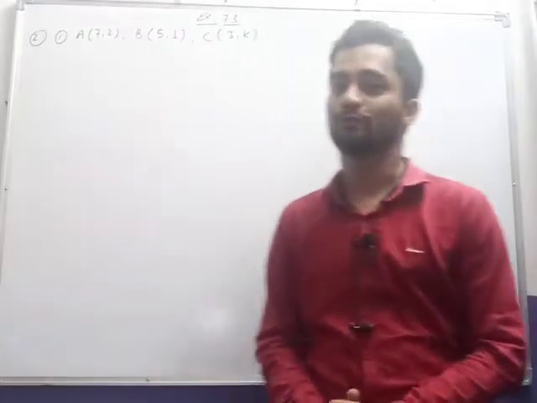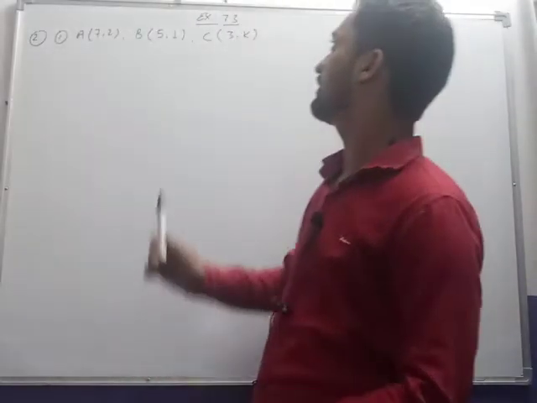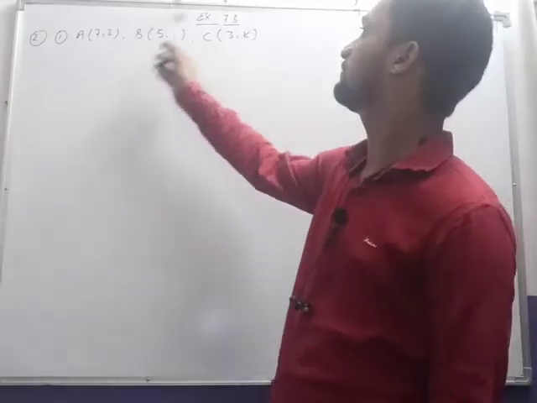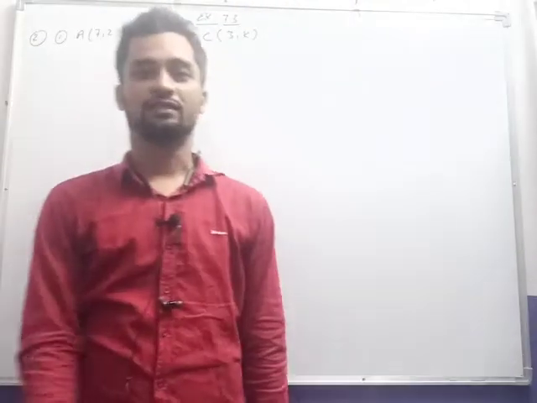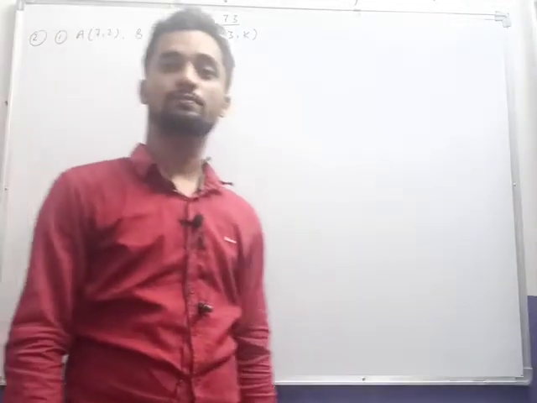Morning students. In this video we are continuing from the last video, and now we are taking question number 2, the first part of exercise 7.3, in which we have to find the value of k for which the points are collinear.